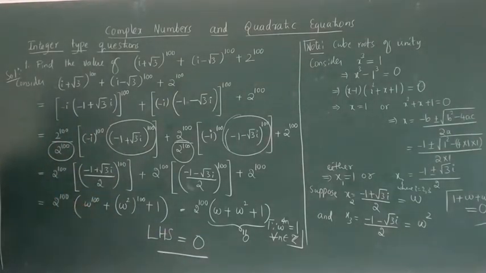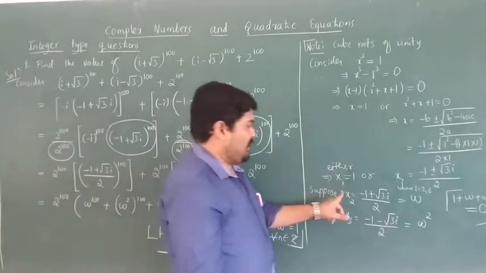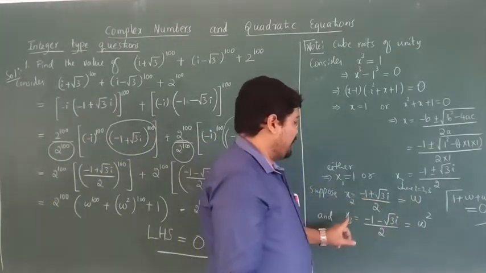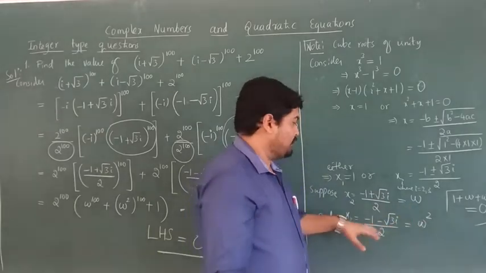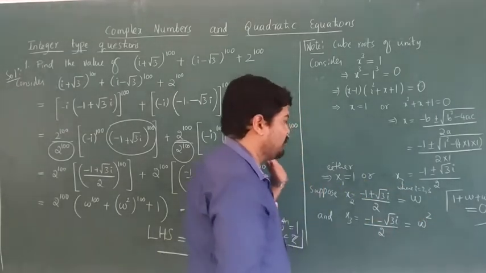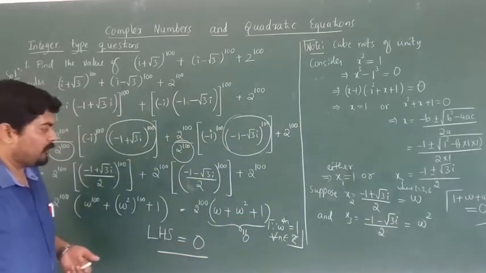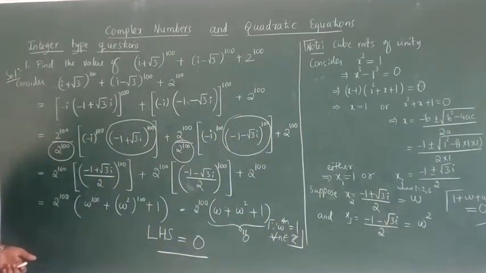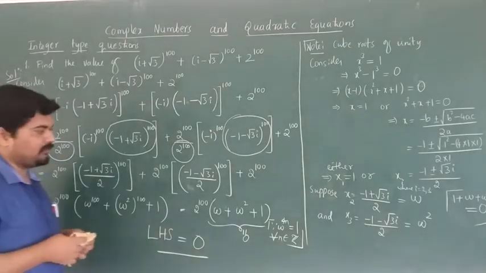You can consider here x2 as omega square and x3 as omega also. If you consider this quantity as omega and this quantity as omega square, there is no ambiguity, I suppose. Dear students, I hope you have understood the solution of this particular problem.